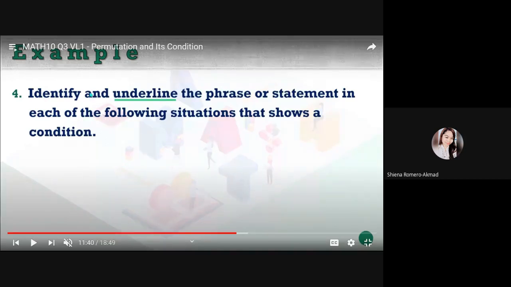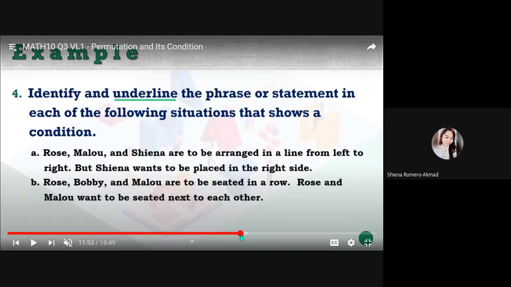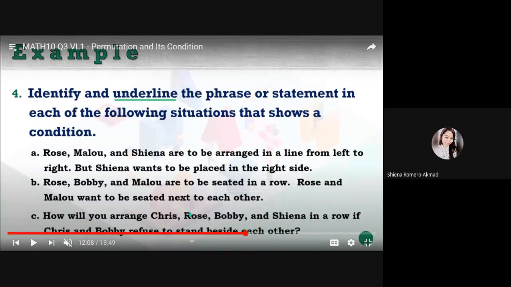Next, identify and understand the phrase or statement in each of the following situations that shows condition. That's example number 4. So for letter A, Rose, Balu, and Sheena are to be arranged in a line from left to right, but Sheena wants to be placed in the right side. Alin dyan yung may condition?